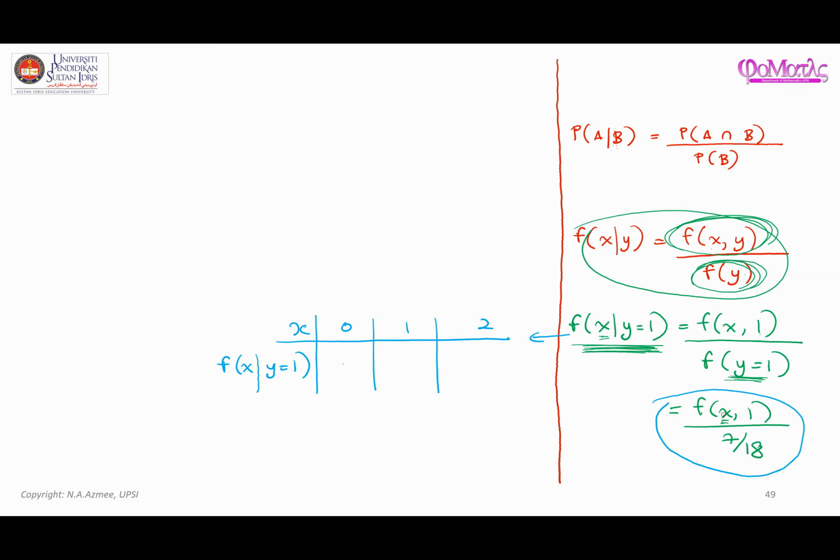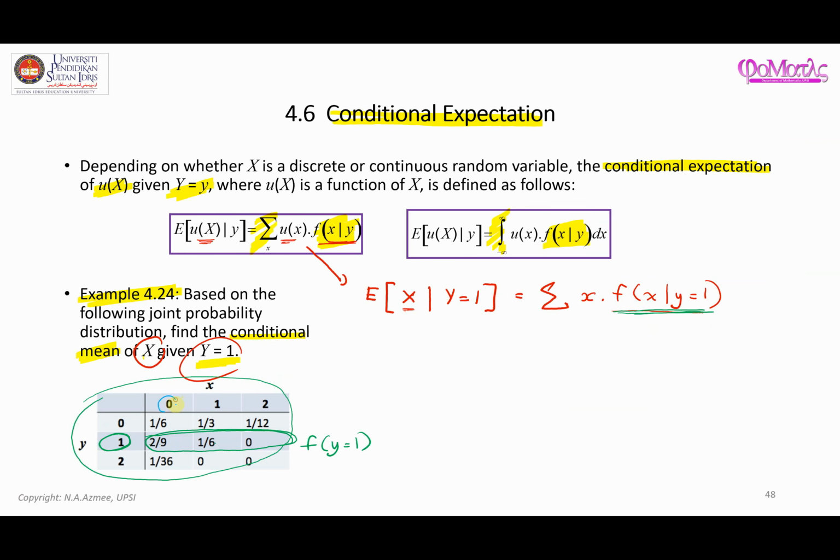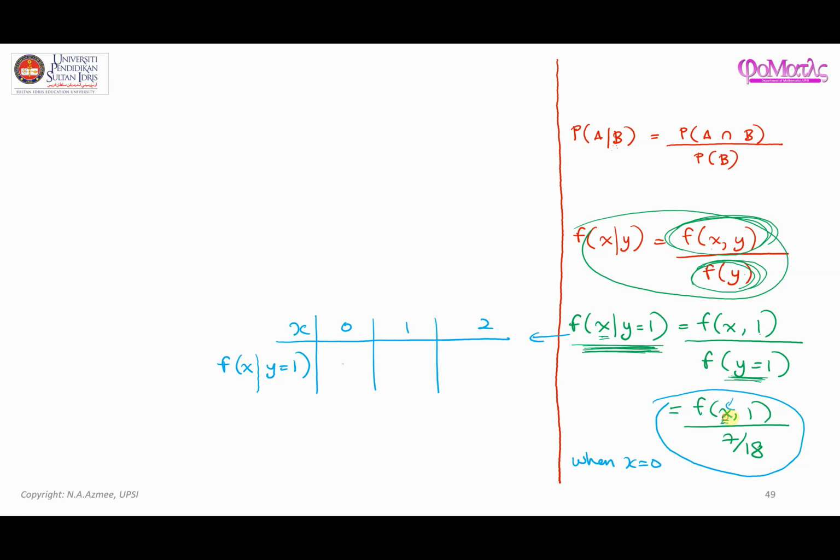When x is equal to 0, you substitute that into this part. What is the value of f01? So f01 is this one. 0 and 1 is this value, 2 over 9. Okay, 2 over 9 over this guy, 7 over 18. So I'm just going to write down here: 2 over 9 over 7 over 18. The result is going to be 4 over 7.